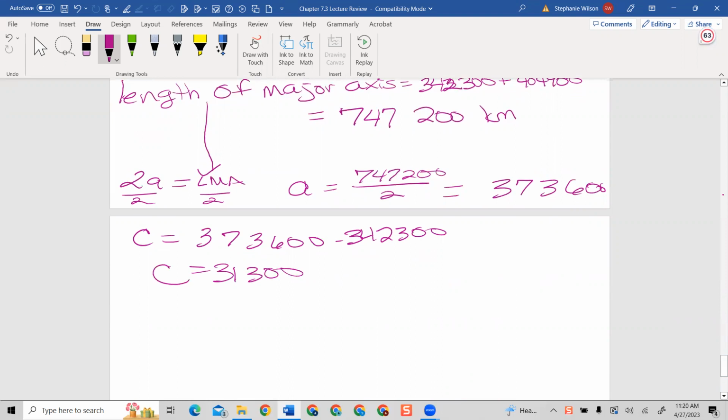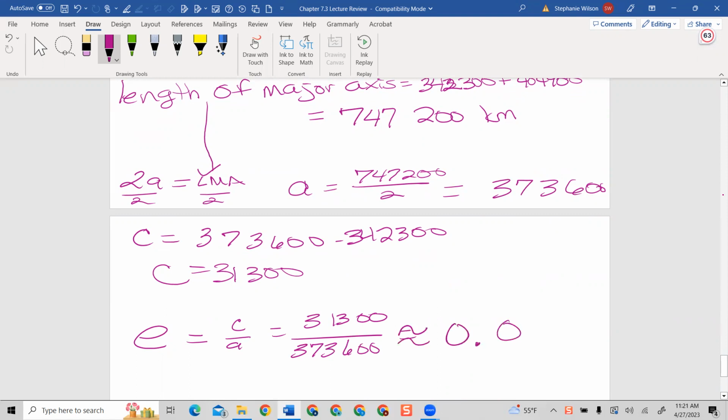All right, now that I've done that, I can solve for the eccentricity, right? So I'm going to say, okay, E is equal to C over A, which is 31,300 divided by 373,600, and round to the nearest thousandths. So that's going to be approximately. That's my eccentricity.